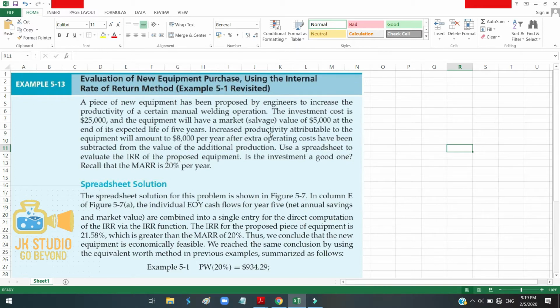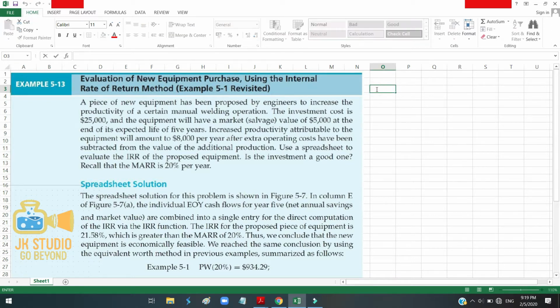Increased productivity attributable to the equipment will amount to 8,000 per year after extra operating costs have been subtracted from the value of the additional production. So use a spreadsheet to evaluate the IRR of the proposed equipment. Is this a good investment? Recall that MARR is 20% per year.